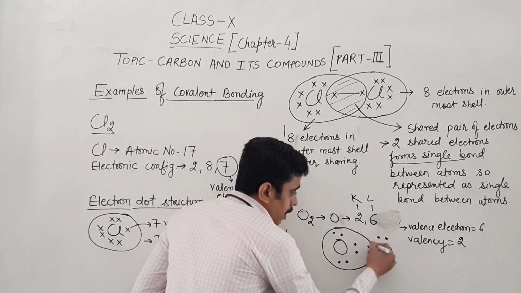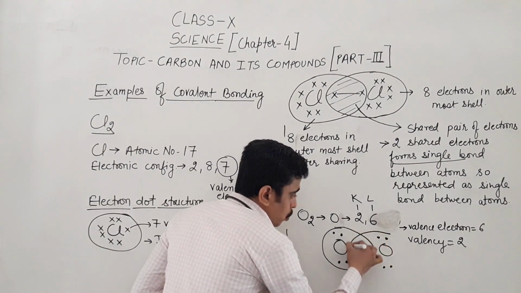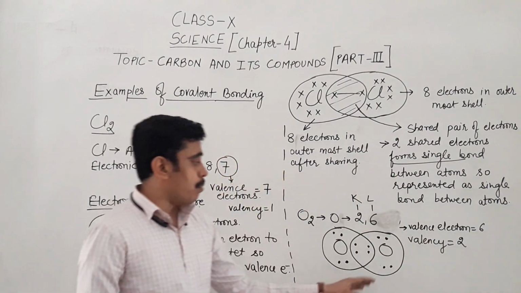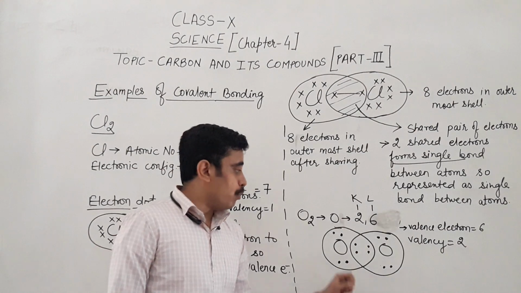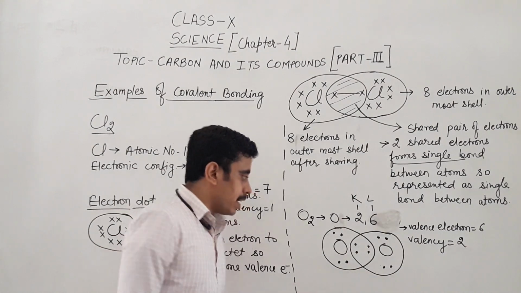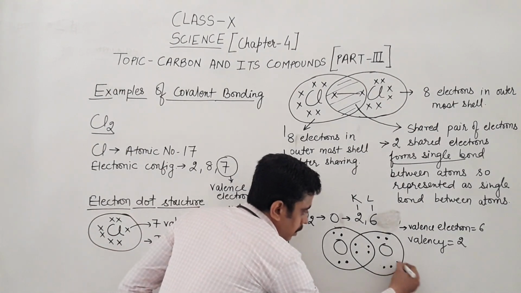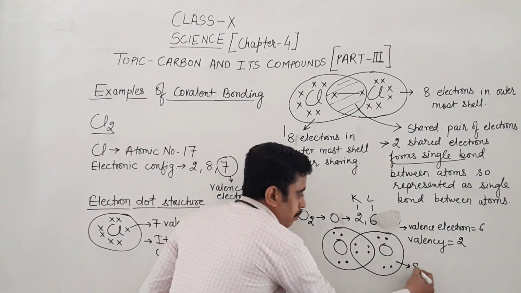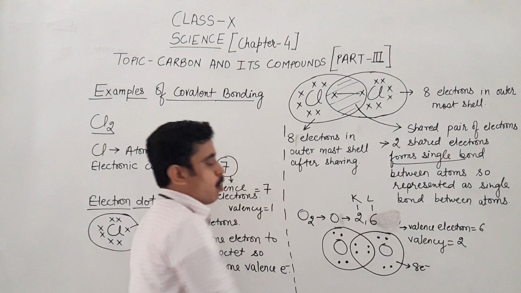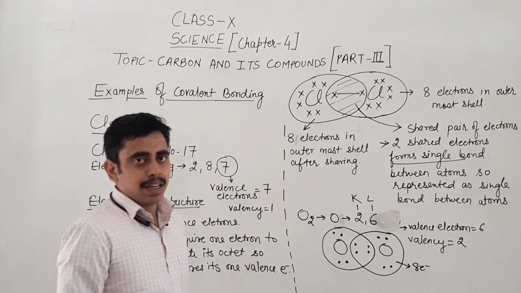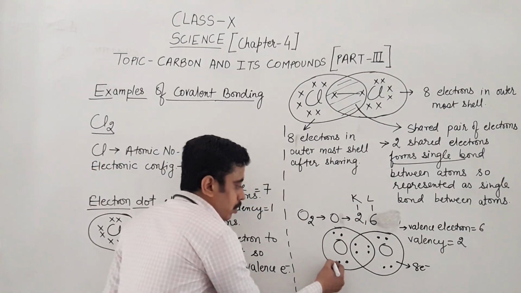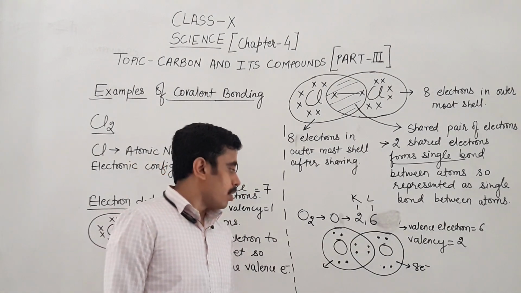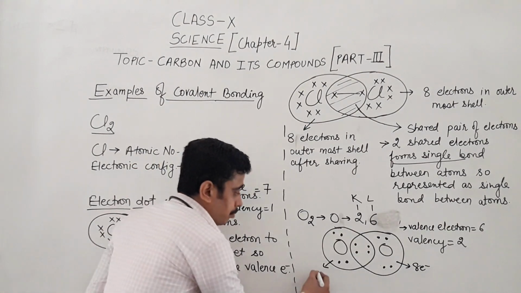Similarly, this oxygen will also share its 2 electrons with the other oxygen atom and form the bonding like this. Now if you see both the circles of oxygen, this circle of oxygen contains 8 electrons, that means the outermost shell is filled. Similarly for this atom, 8 electrons are present in the outermost shell, that means the outermost shell is filled.